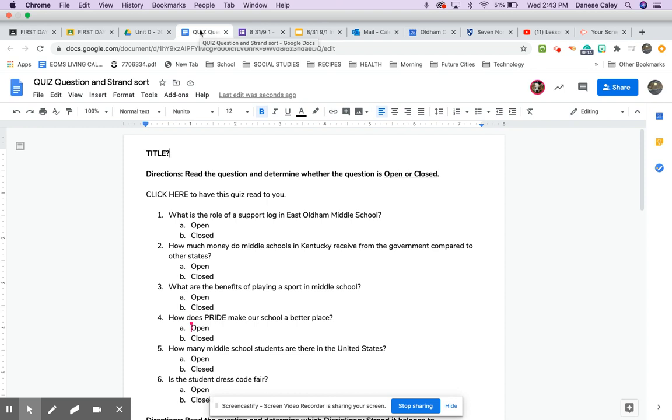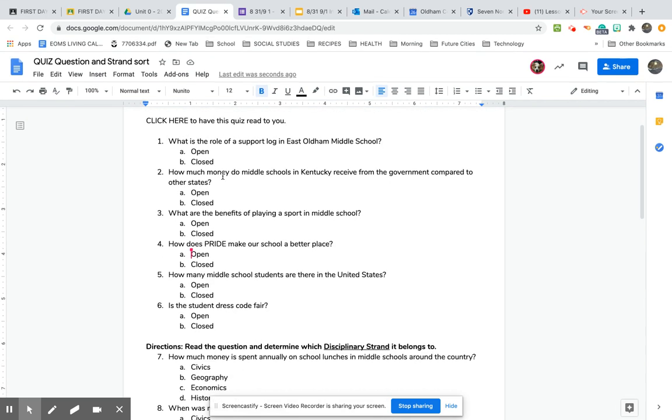Hello, everyone. I am reading the question and strand sort quiz, or quiz number one. Directions: Read the question and determine whether the question is open or closed. Number one, what is the role of a support log in East Oldham Middle School?